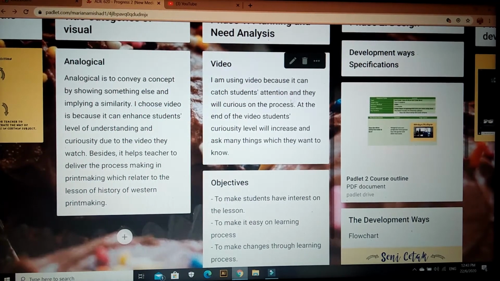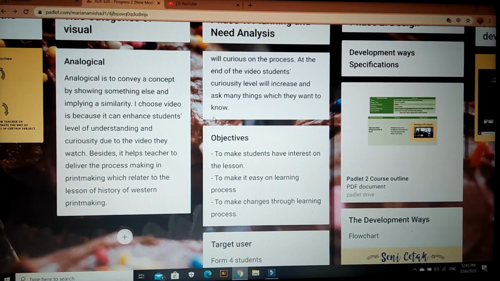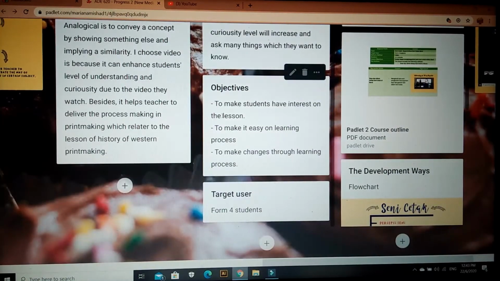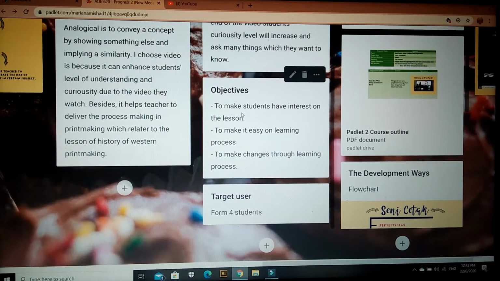So next is phase 1, planning and needs analysis. I am using video because it can catch students' attention and they will be curious about the process. At the end of the video, students' curiosity level will increase and they will ask many things. So this is the same as the reason before, and the objective is to make students interested in the lesson, to make the learning process easy, and to make changes through the learning process.